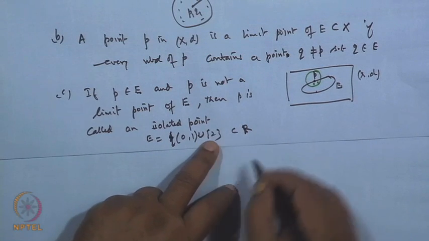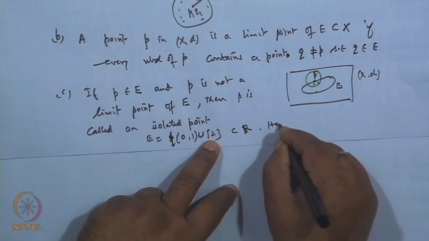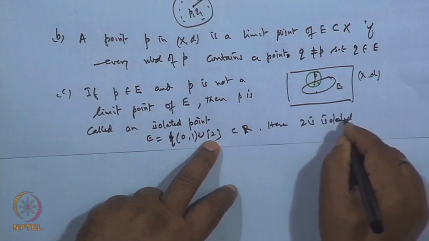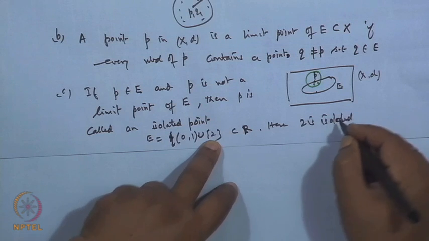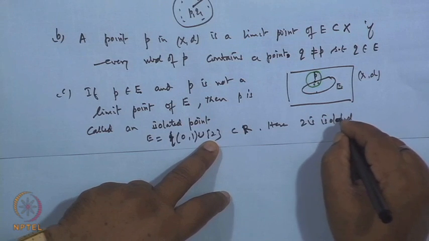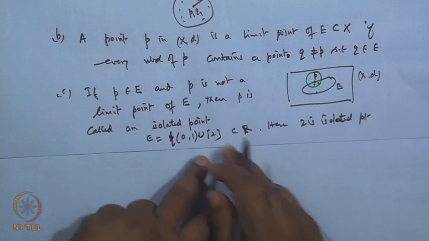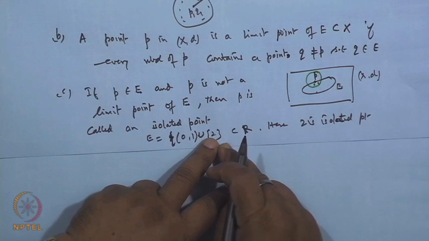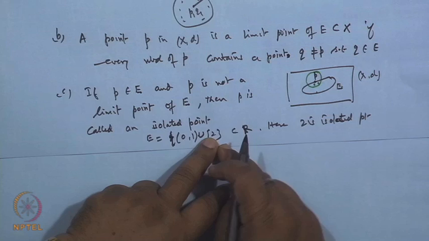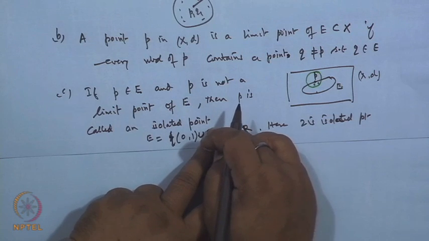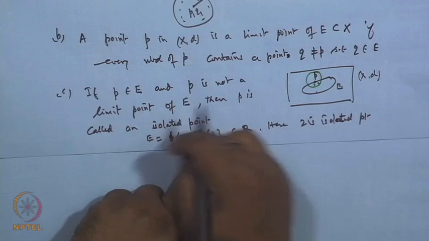Now, here 2 is an isolated point. Why? Because if we draw a neighborhood around the 2, then it does not include any point of E. So, 2 cannot be a limit point of E, but 2 is a point of E. So, it is an isolated point.